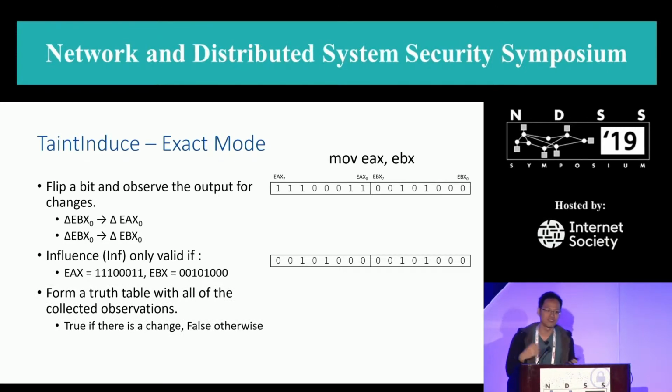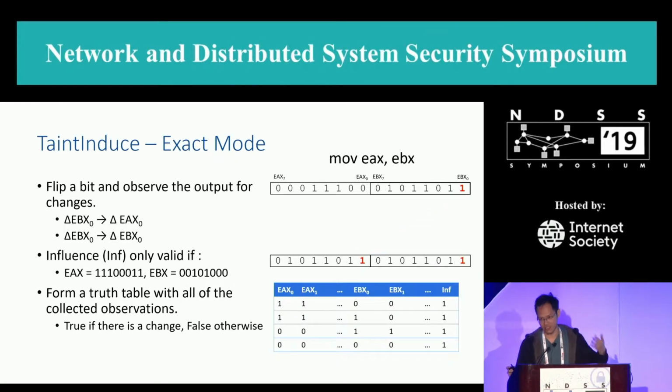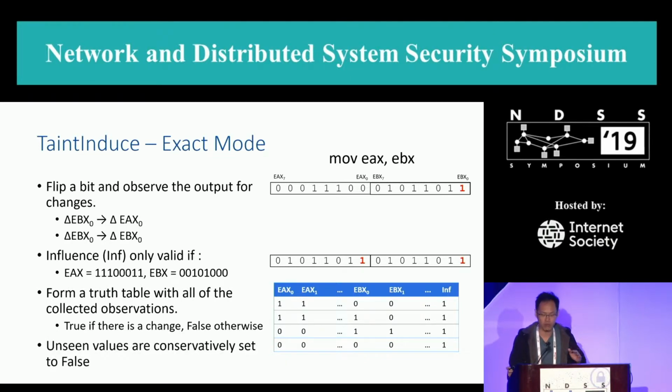What we really want in exact mode is a set of input states that we have seen before. And what we say is that if I've seen this input state before, then the influence is valid. So the way that we can do it is we can represent the input states in a truth table. As we obtain more and more observations, we can add new entries to this truth table. And when we are done with the observations, we'll conservatively set all unseen values to false.